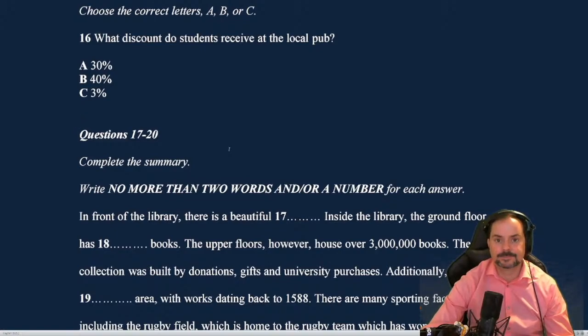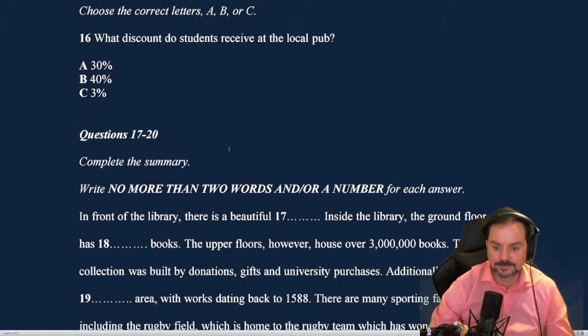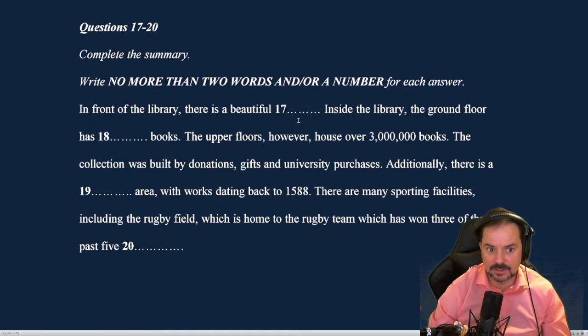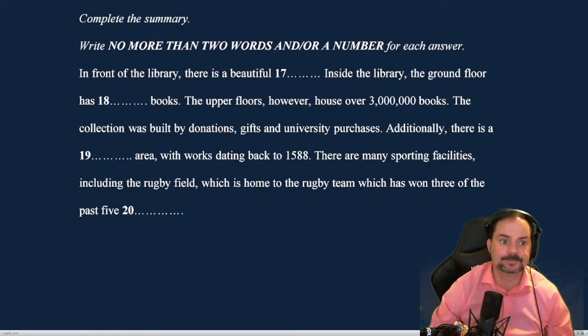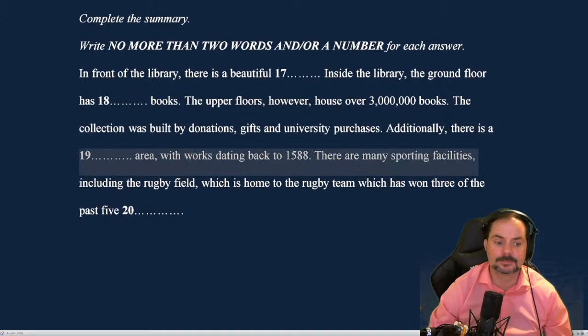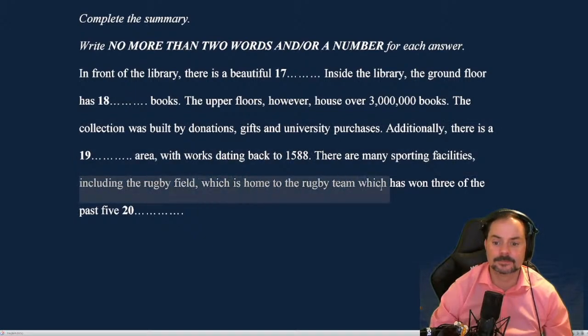You now have some time to look at questions 17 to 20. Always use that time to review these questions, so let's look at 17 to 20. Now listen to the rest of the interview and answer questions 17 to 20.